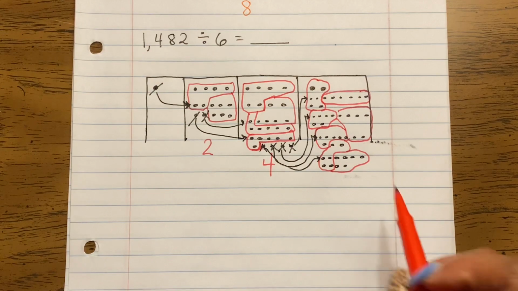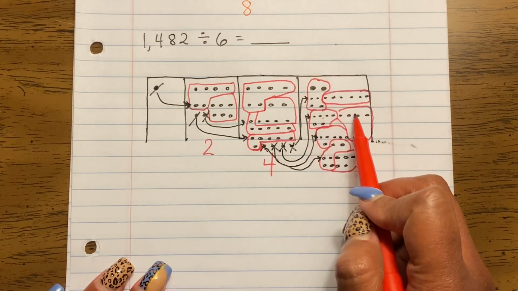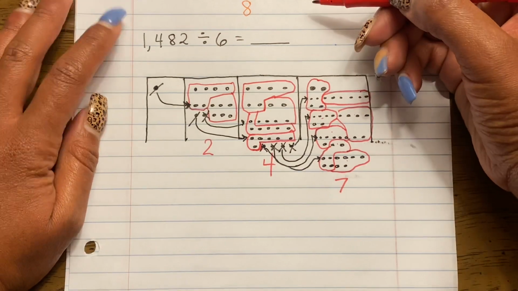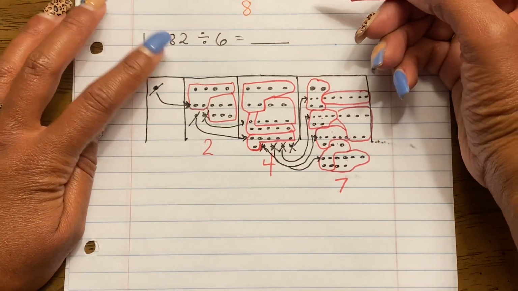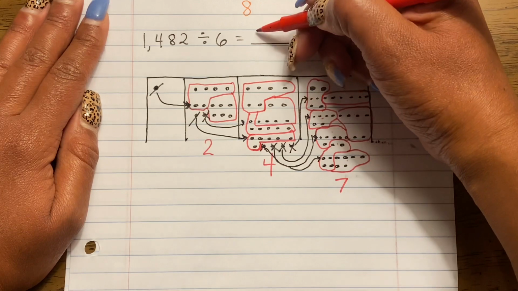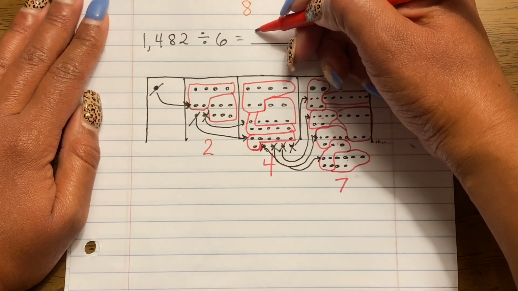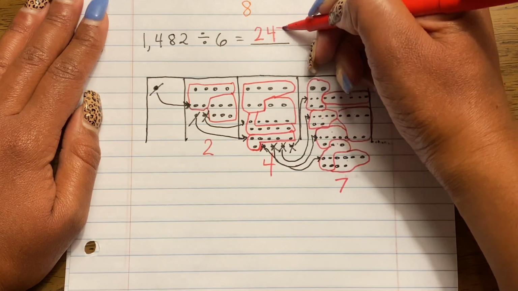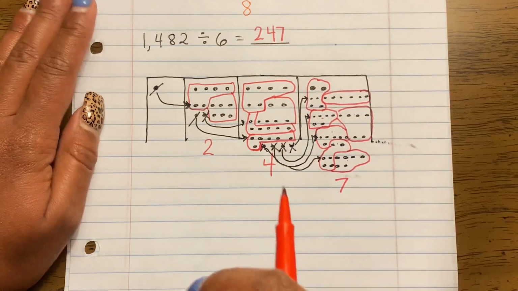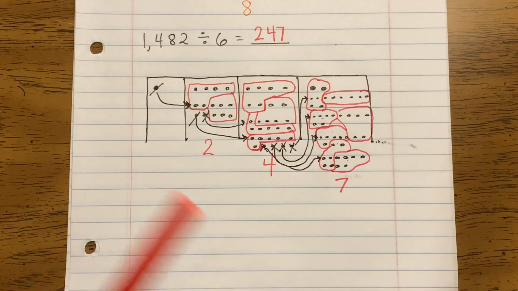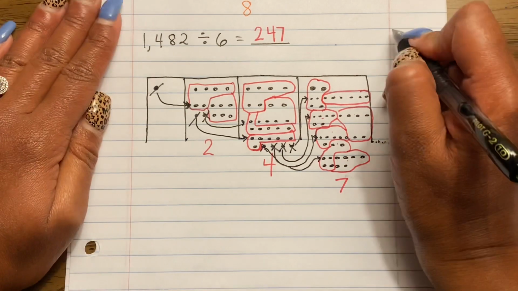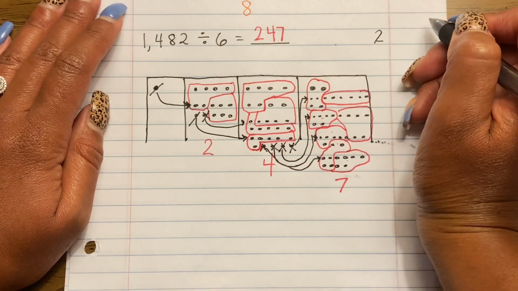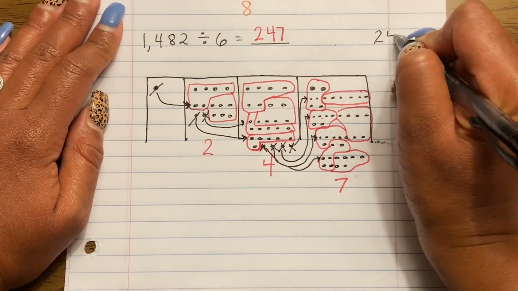Now let's count our groups. 1, 2, 3, 4, 5, 6, and 7. So our answer for 1,482 divided by 6, that number divided into groups of 6, a total of 247 groups. Let's go back and check with multiplication using our quotient and divisor as our factors this time.